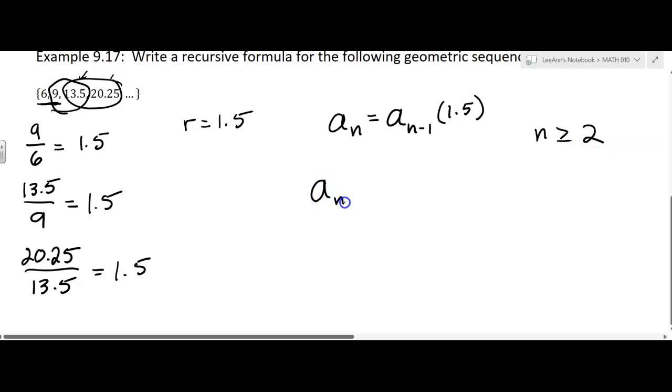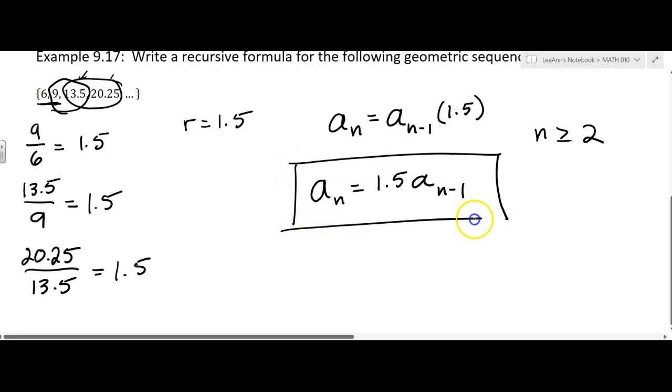So I think I would prefer to write it 1.5 times a sub n minus 1 like that. It doesn't really matter, but okay. That's the recursive formula then, and we're done.